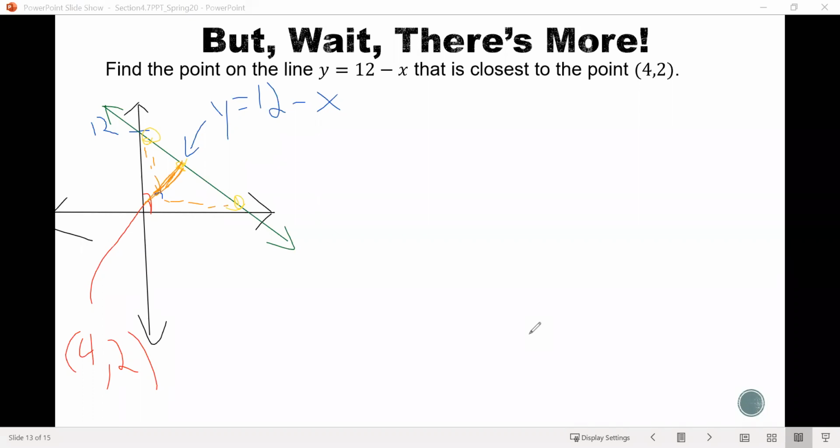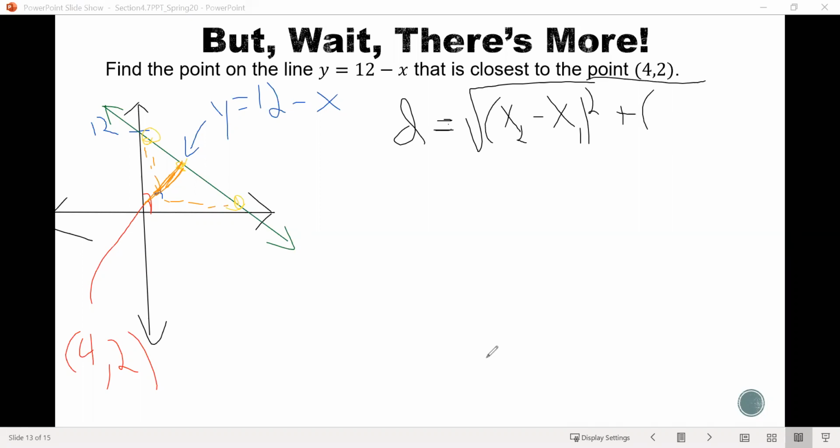And as I said, we measure that in distance, and I am emphasizing that word distance because we probably need to use what formula here? Right, the distance formula. And you may recall the distance formula is given by d equals the square root of (x2 minus x1) squared plus (y2 minus y1) squared.